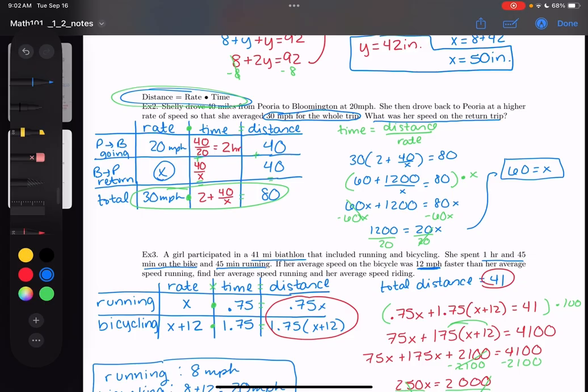For instance, I was thinking, what if, instead of right here, I had written 80 over 30? Well, then my equation may have changed, but I still would have ended up with adding the times equal to the total time. So it would still have been 2 plus 40 over x, except on the other side I would have had 80 over 30. So sometimes you could set it up a little bit differently, but your equation should end up roughly the same.